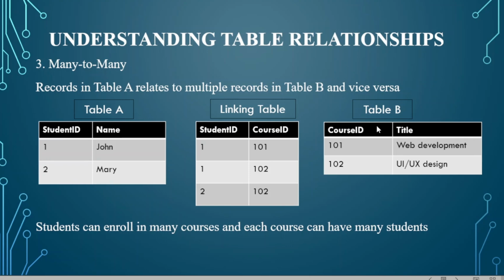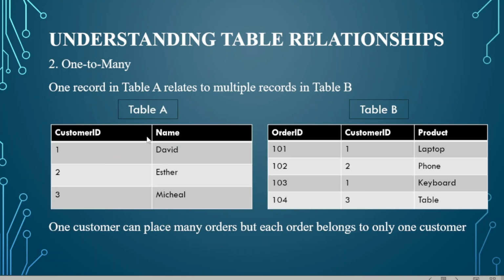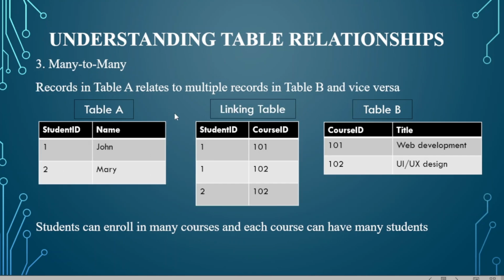And in the second table, table B, we have a course table. It shows the course ID and the title of the course. We have web development and UI UX design. For these two tables, unlike the previous tables we examined in the one-to-many relationship, where customer ID was common between the two tables and we were able to link them together, here we have student ID in table A and course ID in table B. We also have name here and title here. But nothing is really common between these two.